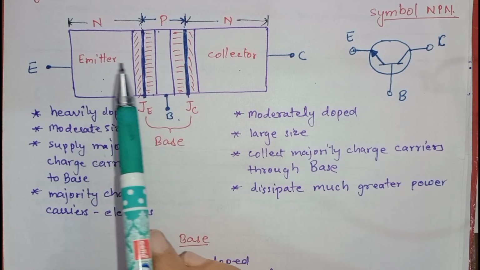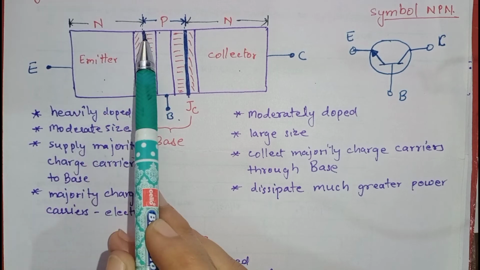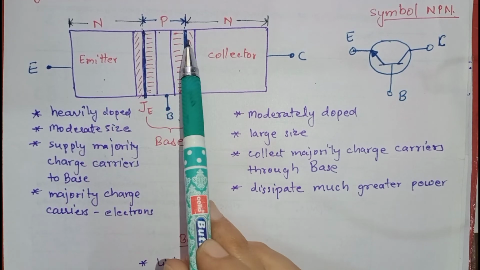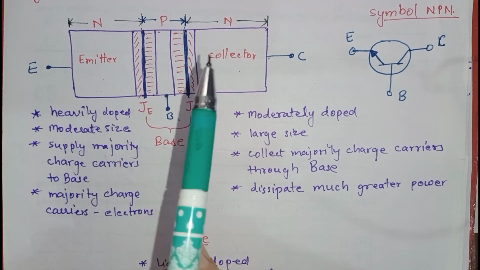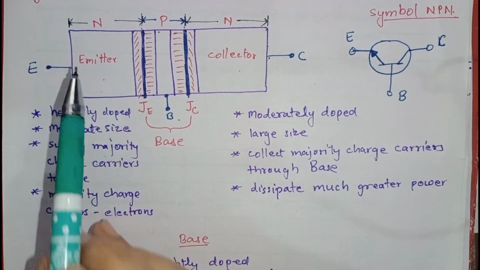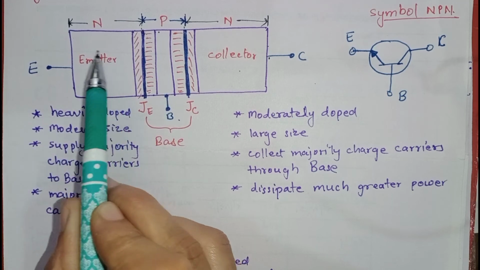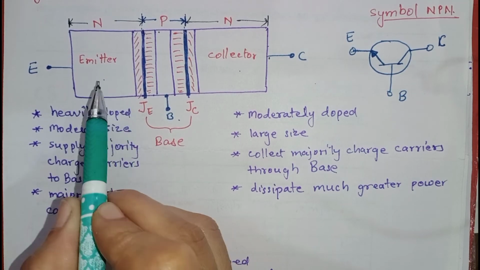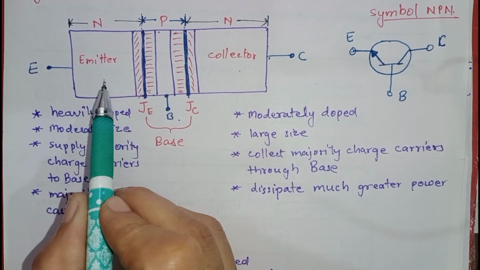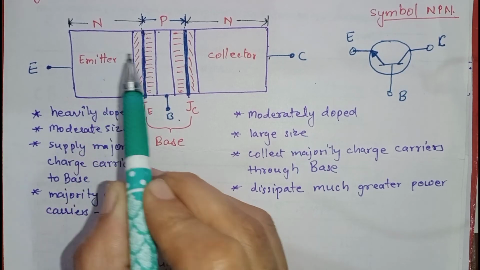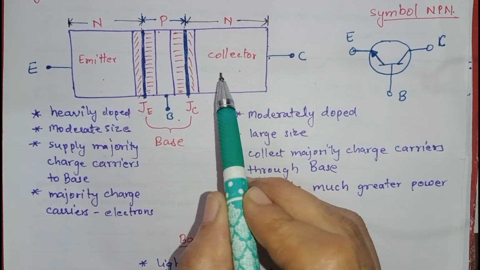This diagram shows the simple structure of NPN transistor. This is the emitter from this side to this thick line, and this is base from this thick line to this thick line, and this is collector from this thick line to this line. First we will talk about emitter. The function of the emitter is to supply majority charge carriers to the base. So the size of the emitter is moderate, but it is heavily doped because it is to supply majority charge carriers. Because this is NPN transistor, the majority charge carriers in this case will be electrons.